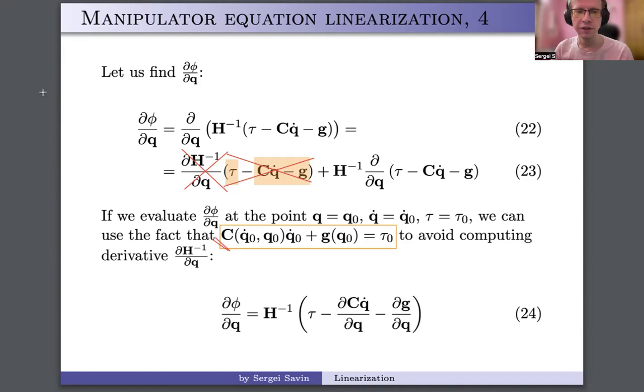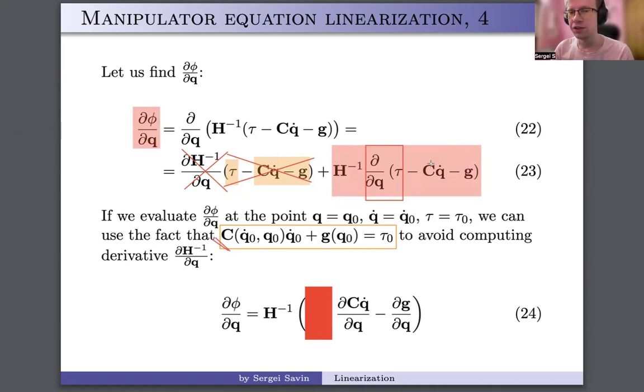Now, with this term cancelled, we have dphi/dq equals h inverse times dh/dq of this term on the right-hand side. Now notice that d tau/dq is essentially 0. So this term, yeah, here I think it's a mistake. It shouldn't be this term.